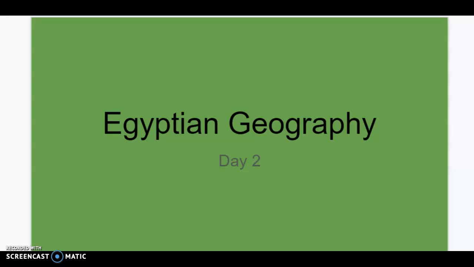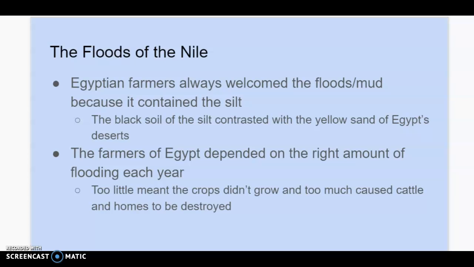Okay, hello everyone. Today we'll be talking about day 2 of Egyptian geography, and by the end of the lesson you will be able to identify the importance of the floods on farming and the role of the Nile River, and the role that the Nile River played on early Egyptian society. So, the floods of the Nile.